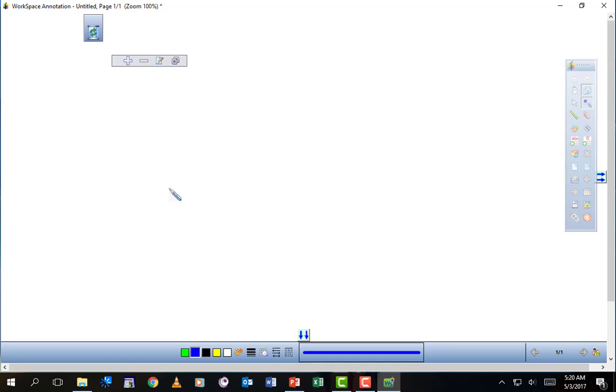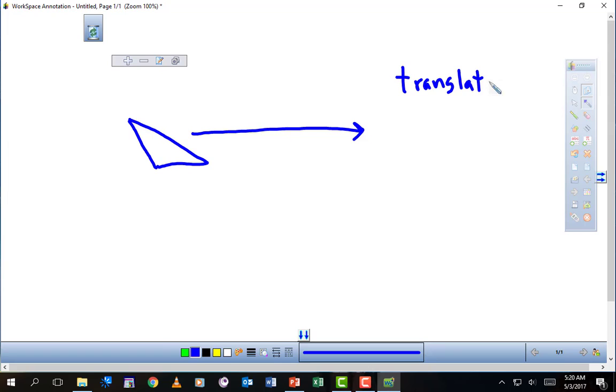One type of transformation we're going to look at is when you take a triangle and move it. We might move it horizontally like this way. When we move things by sliding them along, kind of like a car goes down a road, it's called a translation. And that's the first type of transformation we're going to study in chapter 9.